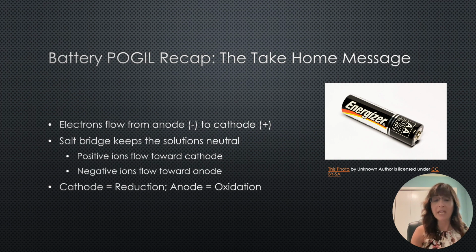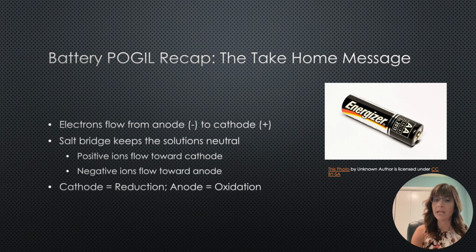Electrons flow from the anode to the cathode. They go from negative to positive. The salt bridge is vitally important. Without it, the solutions do not remain neutral. As the cathode loses positive ions out of the solution, as those go up to the metal, positive ions from the salt bridge will replace them and keep that solution neutral.